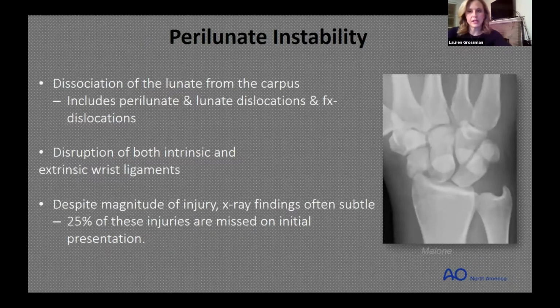So with perilunate instability, there's a dissociation of your lunate from the carpus, which includes both perilunate injuries and lunate dislocations and fracture dislocations. As you can see here on the right, there's a scaphoid fracture, and you can see that the lunate looks a little bit off, as there are not normal carpal arcs here. So there's a disruption of both intrinsic and extrinsic ligaments, which I went over earlier. And despite looking at this x-ray and seeing what's going on, a lot of times they're subtle and they're missed on initial presentation.